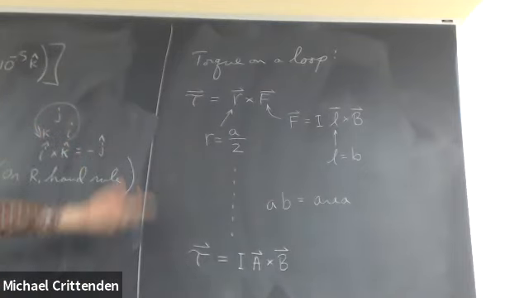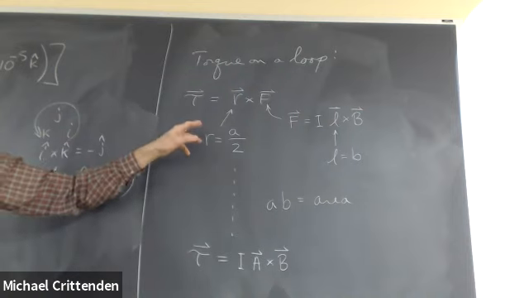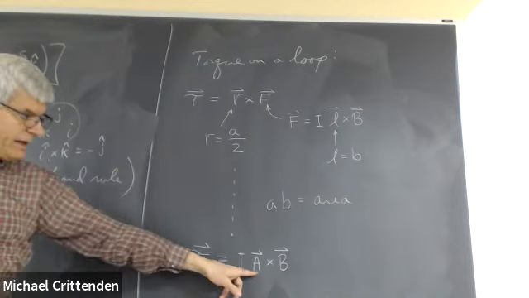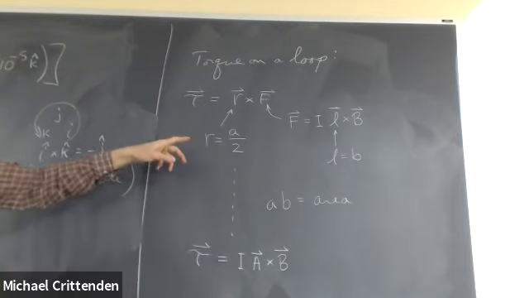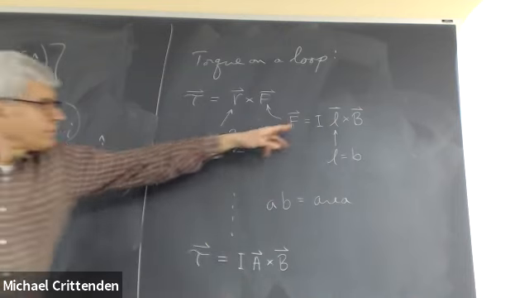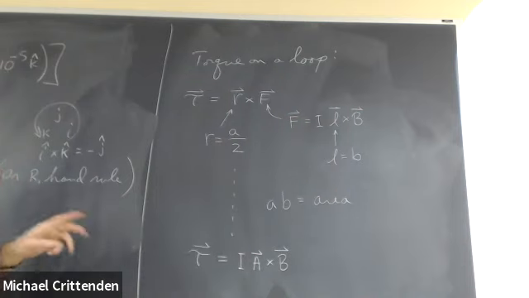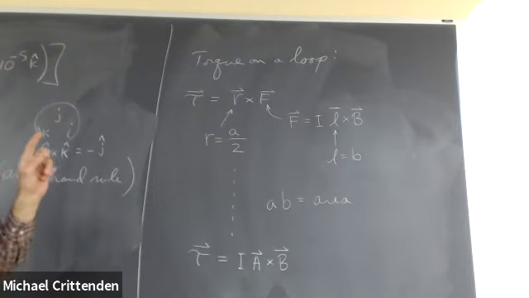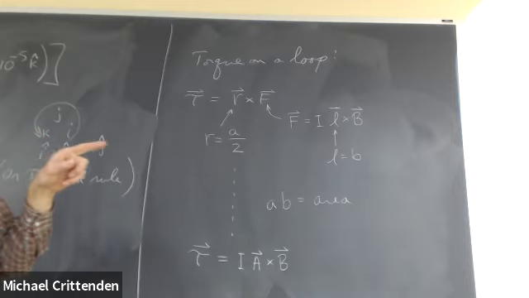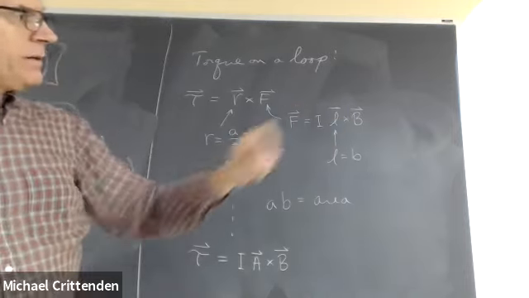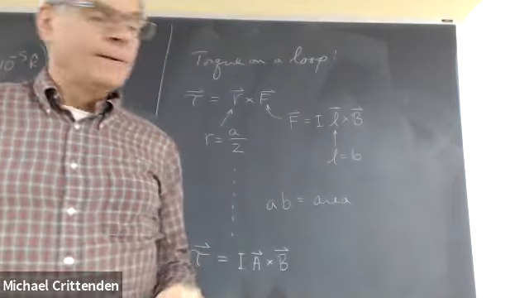The B just carries down without anything happening to it. A times B, as I said, gives you the area, capital A. And the I kind of carries through without anything happening to it either. And you've got I times A cross B, where A is the area vector as illustrated in the little picture there.